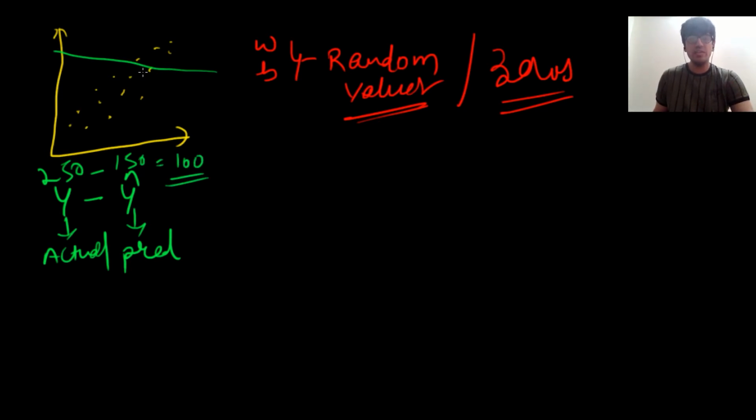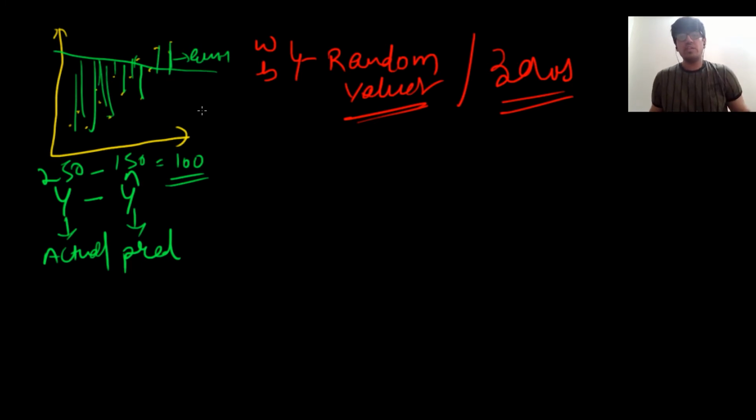We need to calculate the error not just for one point but for all these points. So this is the actual point, and this over here is the error between the actual and the predicted point. Now similarly for all of these points. Just by looking at it, we can say that the error is pretty high.